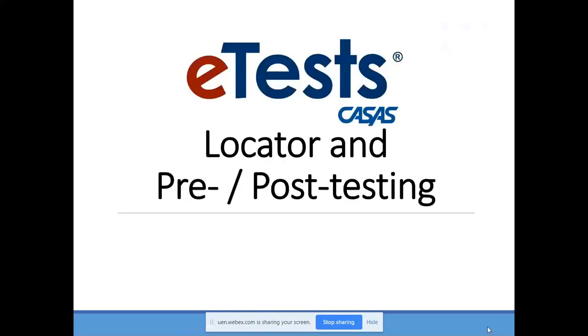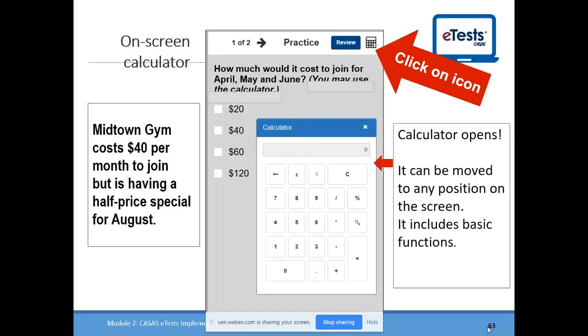All right, let's catch up. Okay, so here is an example of the e-test. They can click on the calculator and use that. If they're not comfortable with that, you can provide a calculator. We talked about that. But make sure that everybody's doing the same one so that it's standard.